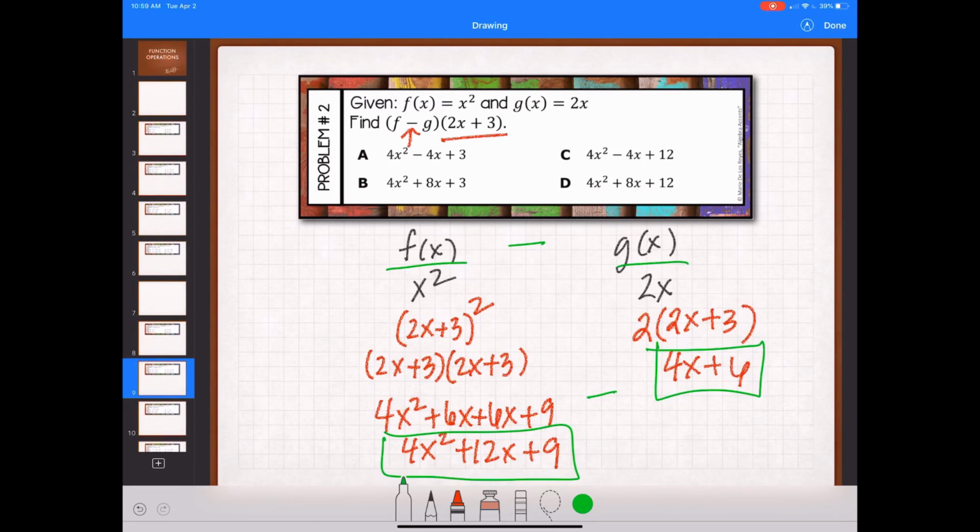So I have 4x squared plus 12x plus 9 minus the entire 4x plus 6. So that means I'm going to distribute. So I have 4x squared plus 12x plus 9. Distribute the -1, that's minus 4x minus 6. And then I'm going to combine like terms. So now I have 4x squared plus 8x plus 3.